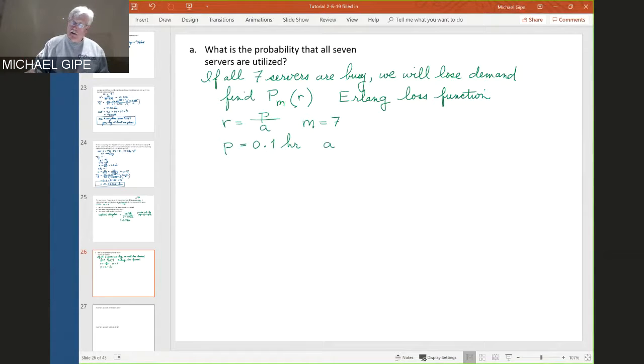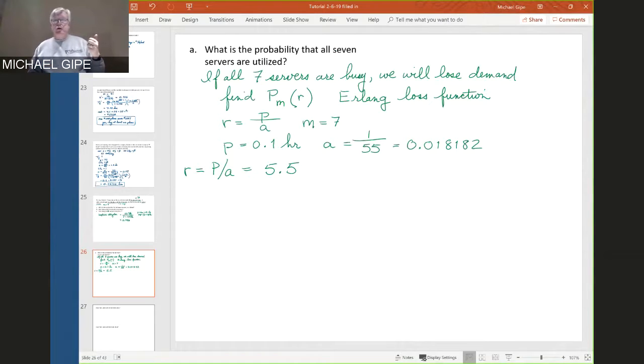A is 1/55, or 0.018182. Why did I do that? So many decimals. I don't know. So P over A is this R parameter, and that works out to be 5.5. And I'll note this is the same as utilization times M. The same 3 numbers are used all over the place. So now let's go to the table.